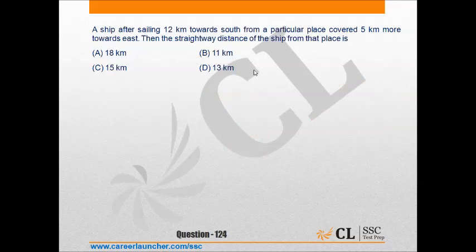A ship after sailing 12 km towards south from a particular place covered 5 km more towards east. This is 5. And the straightaway distance of the ship from that place, by Pythagoras theorem, becomes 13 km. Nothing to do in this question.